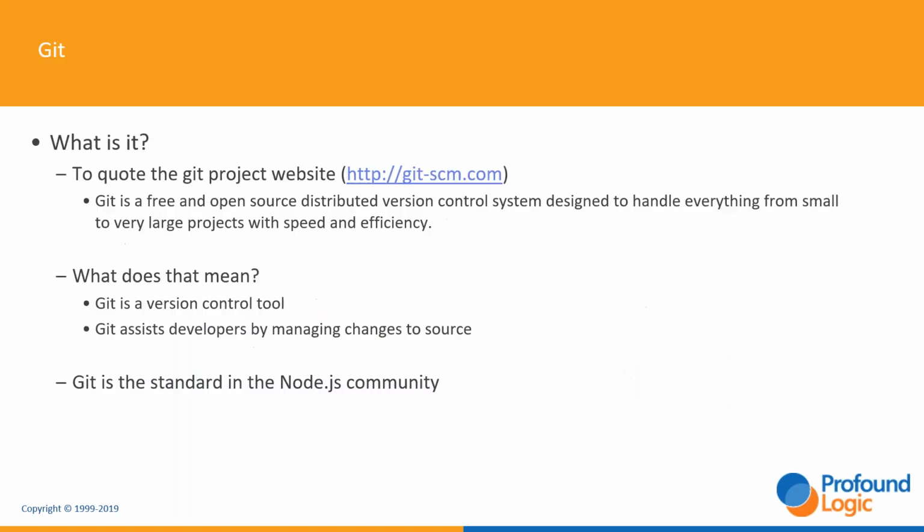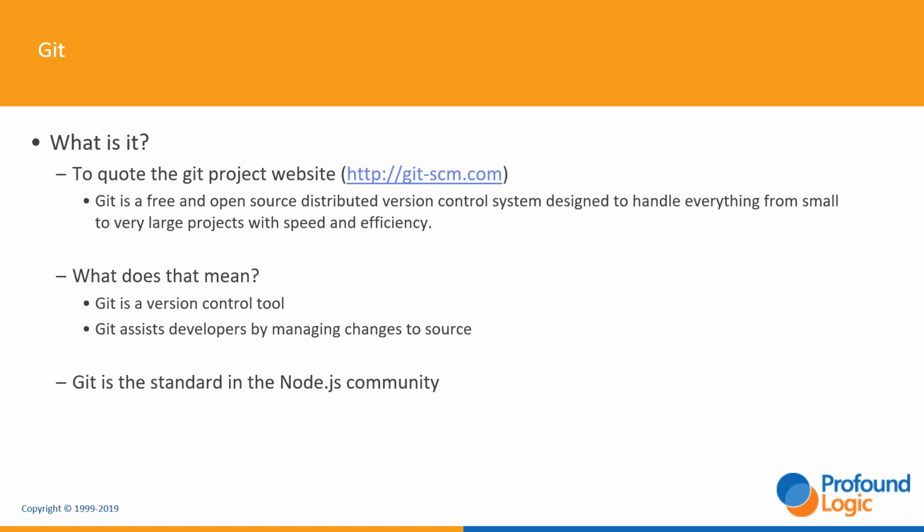So first question is what is Git? Well, we can quote the website, which I like to do because that's the official statement. Git is a free and open source distributed version control system designed to handle everything from small to very large projects with speed and efficiency. I'll make Amanda laugh now. That was obviously written by a marketing person.